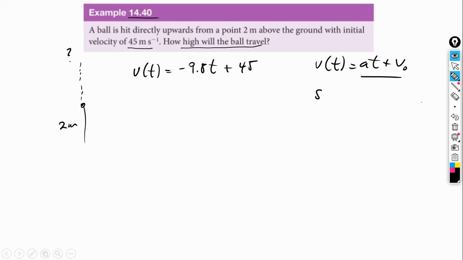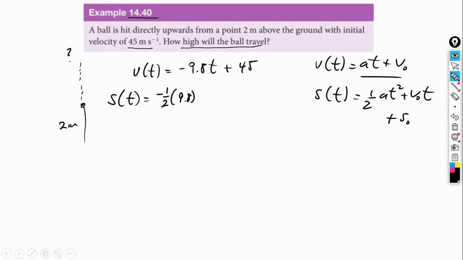Also, we know that position is equal to 1/2 acceleration times time squared plus initial velocity times time plus initial position, right? So here, in this case, our position function, using the information from the problem, would be negative 1/2 times 9.8 times t squared, plus 45t, because 45 is the initial velocity that we have here. And the initial position is 2 meters, so this plus 2.